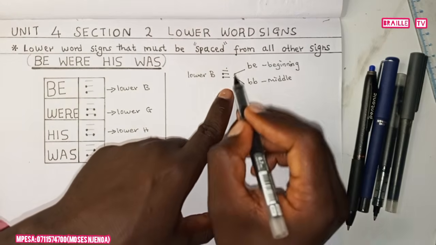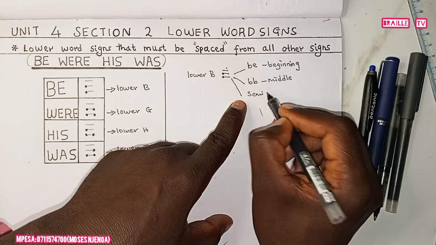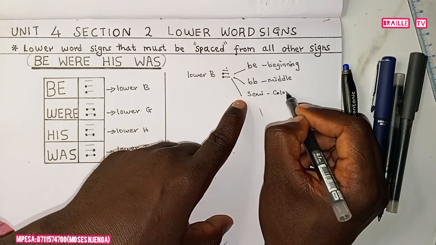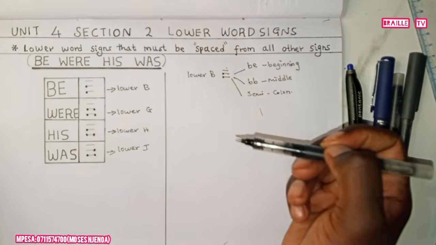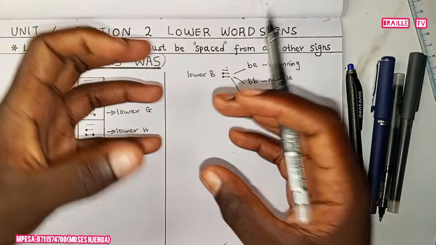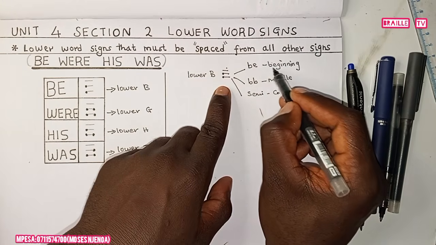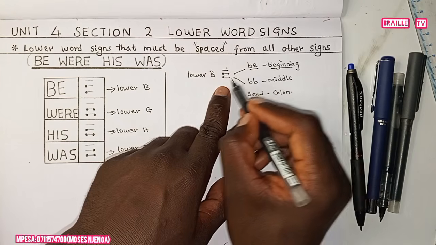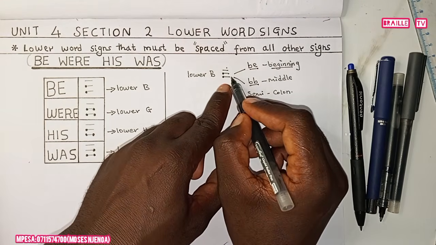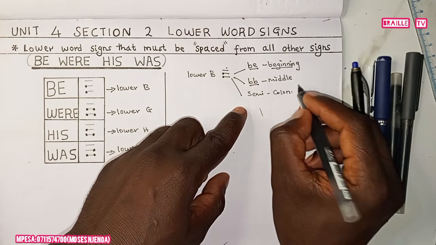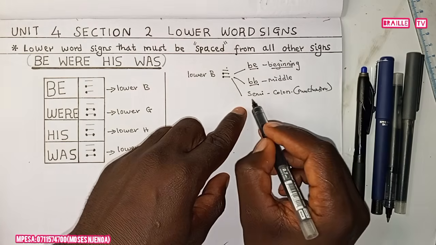And then we said again, this one can be used to mean the semicolon. So this lower b can be used differently depending on the place where you put it. At the beginning of a word, it means b. At the middle of a word, it means bb. When the lower b is at the end of a word, it means a punctuation, and that punctuation is semicolon.